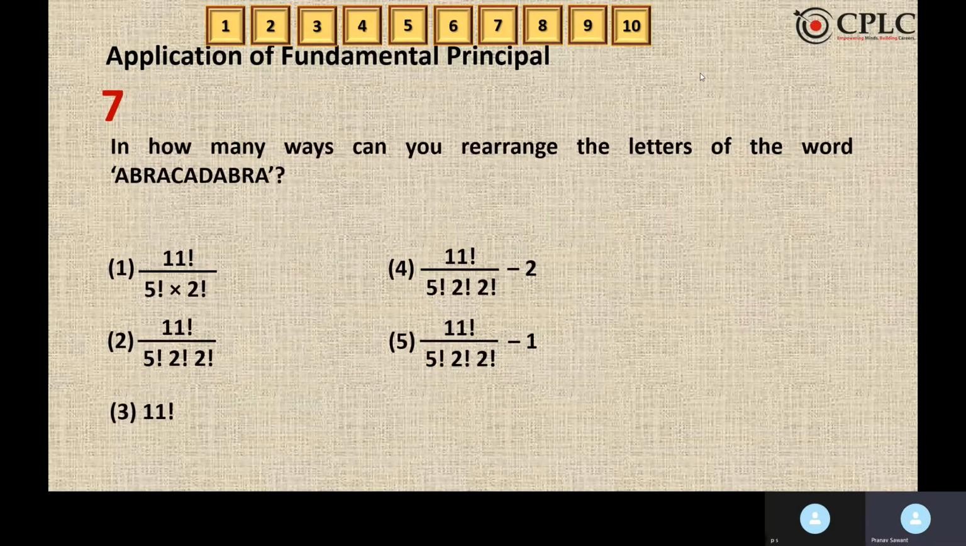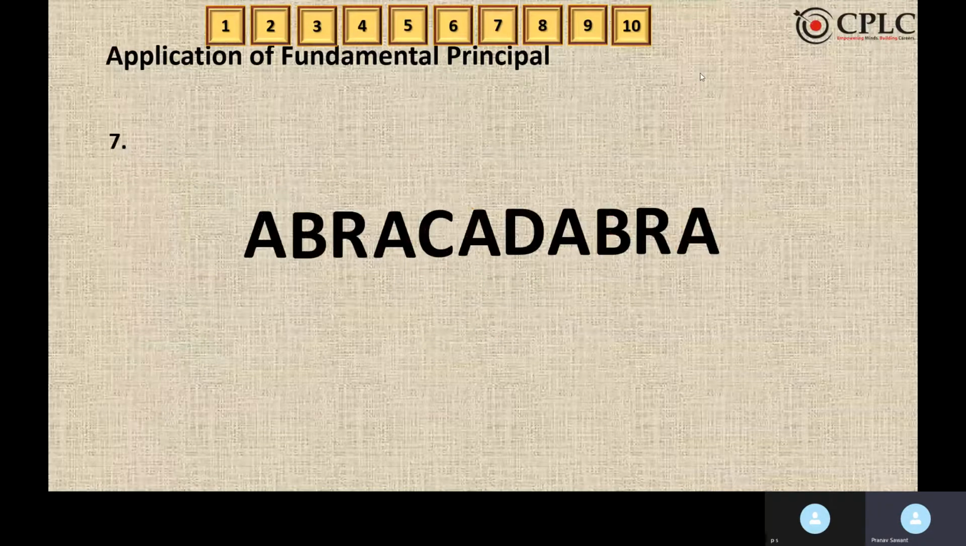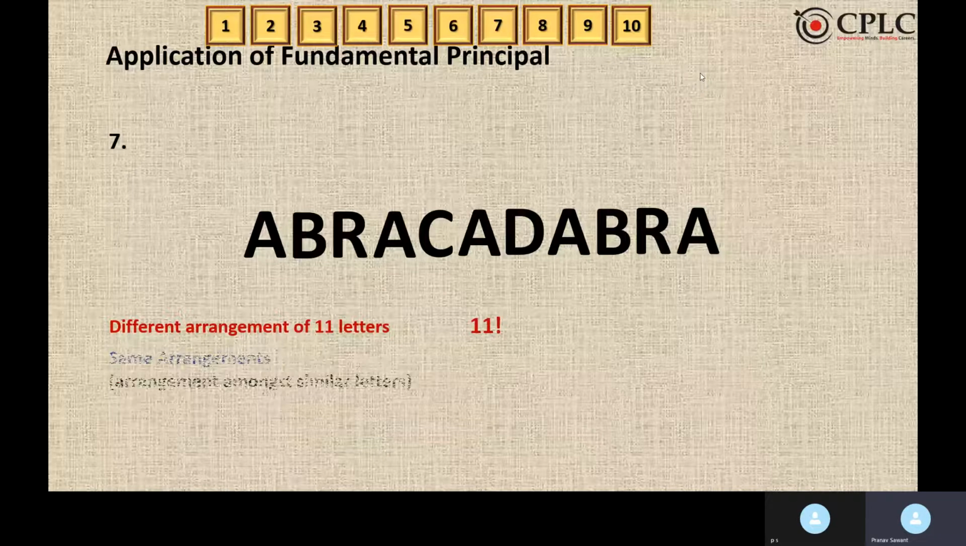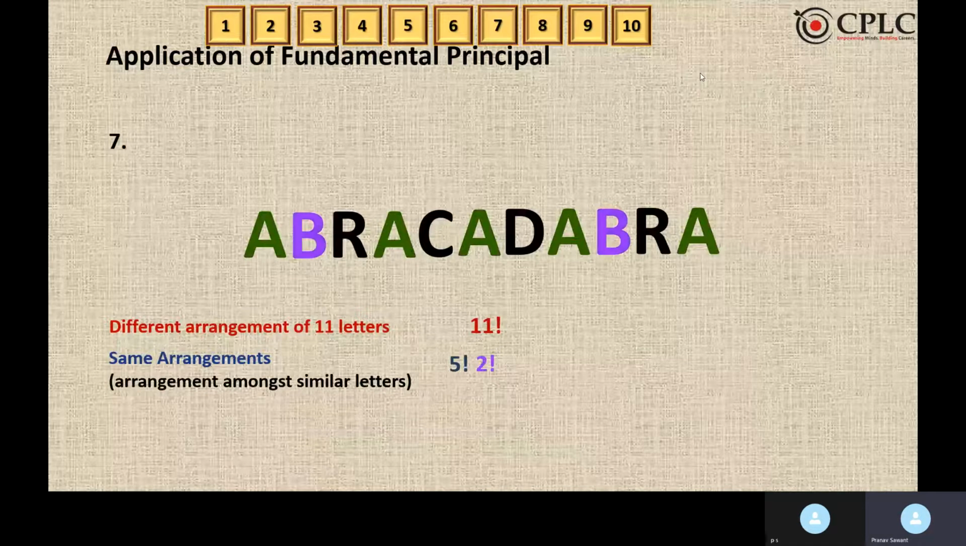Moving to the next question. In how many ways can you rearrange the letters of the word abracadabra? Now we have to rearrange it. First we will take arrangement of 11 letters, that is 11 factorial. Then we'll remove all the common letters. A repeated 5 times, so 5 factorial. B repeated twice, so 2 factorial. R repeated twice, so 2 factorial.